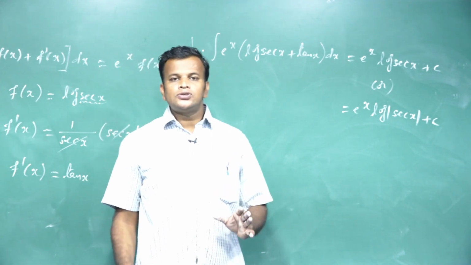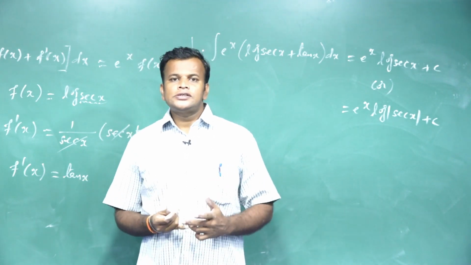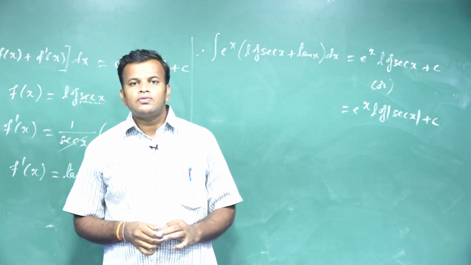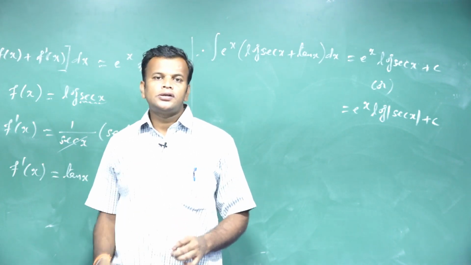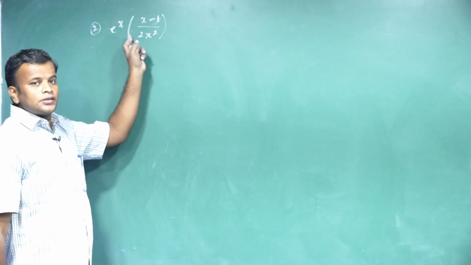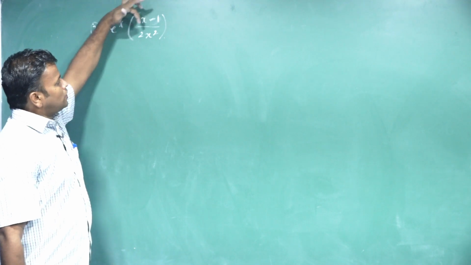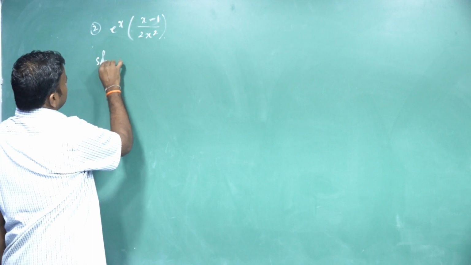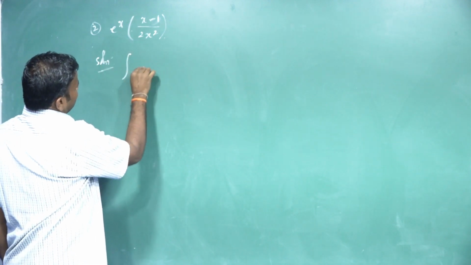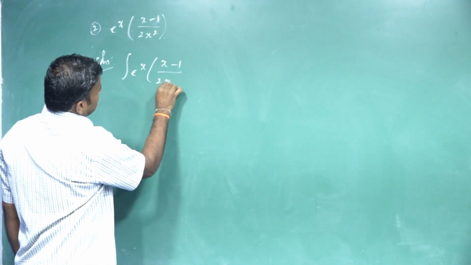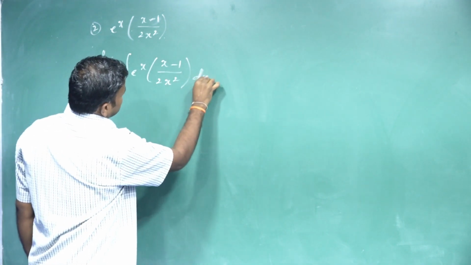So it is very important to identify which value is f of x, and which one is f dash of x. So finding the term f of x is very important in this model. Now we see the second one. e power x within a bracket, x minus 1 divided by 2x square. Now we solve the problem. Integrating e power x, x minus 1 by 2x square into dx.